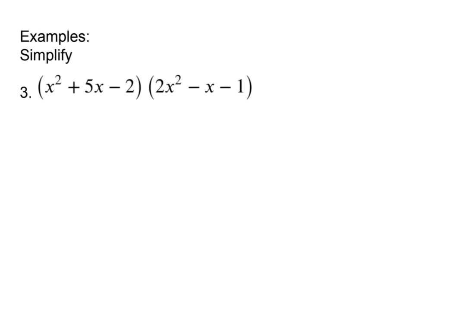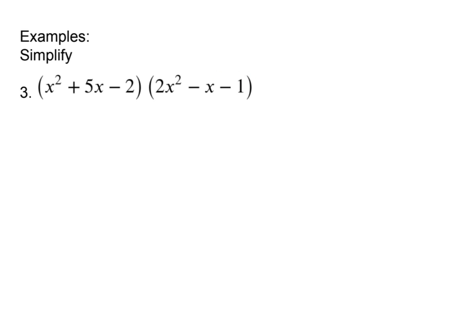And so those you can use FOIL if you like FOIL, or you can use distributive property if that feels better. But remember, FOIL only works when it's a binomial times a binomial, two things times two things. And in this case, we have three things times three things. So when I say things, I'm talking about terms. So here's one term, here's a term, and here's a term. So this has three terms, and this has three terms.